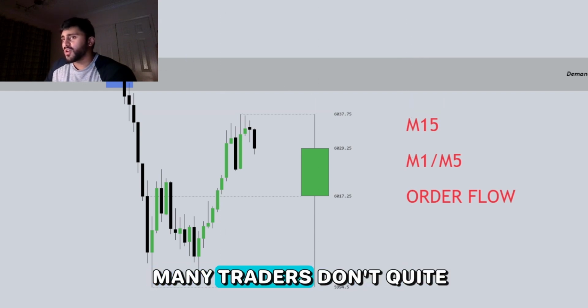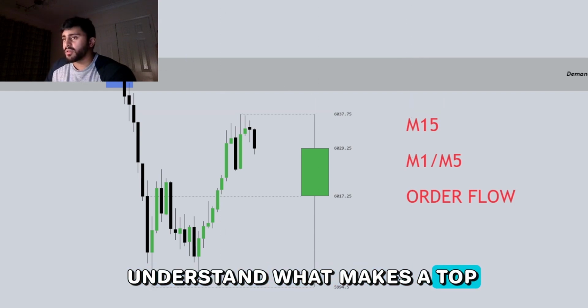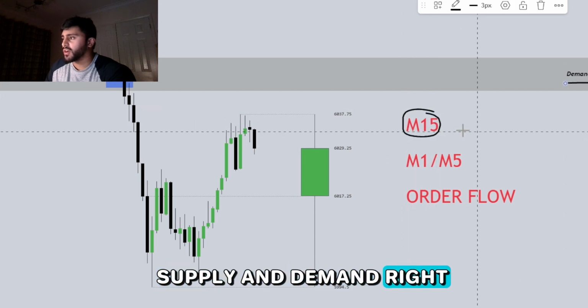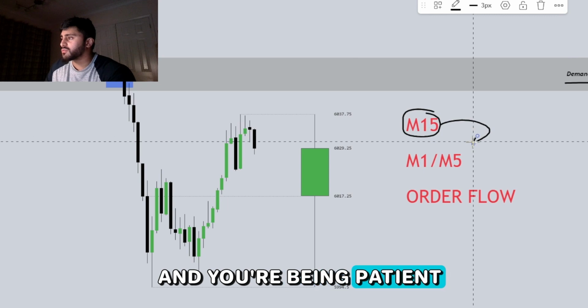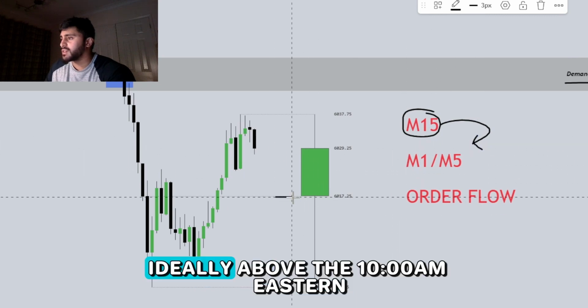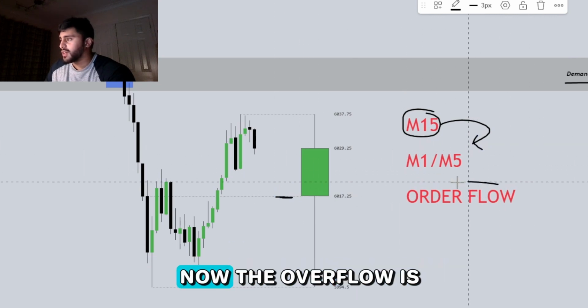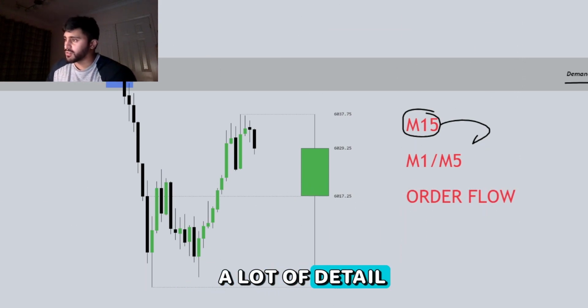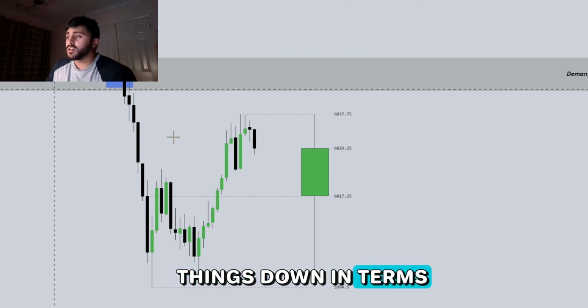So what happens is many traders don't quite understand what makes a top fair value gap. We've been over it in terms of liquidity and in terms of supply and demand, right? You're waiting and you're being patient for the 1 minute or the 5 minute to enter, ideally above the 10 a.m. Eastern. Now, the order flow is why so many traders mess up, and we're going to be going over this in a lot of detail, right? But let's just break things down in terms of our step two.